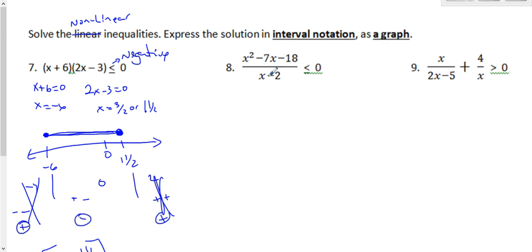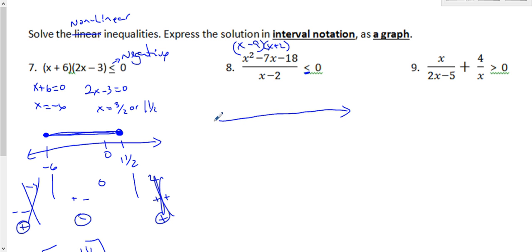For number 8, we have a fraction here. The numerator is a quadratic that needs to be factored. This has a line underneath the inequality, and this will be x minus 9 and x plus 2 for our factors. So we've got those factors, and we've got the x minus 2.